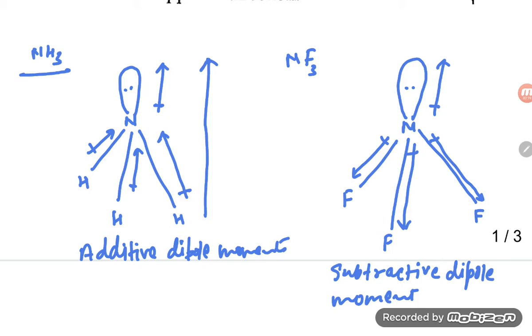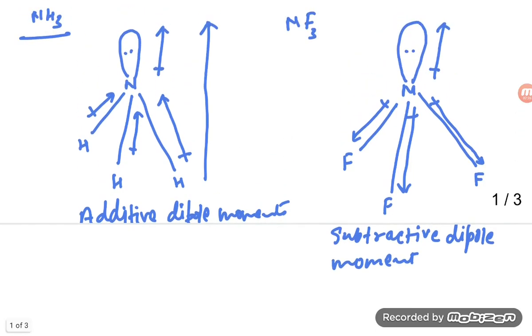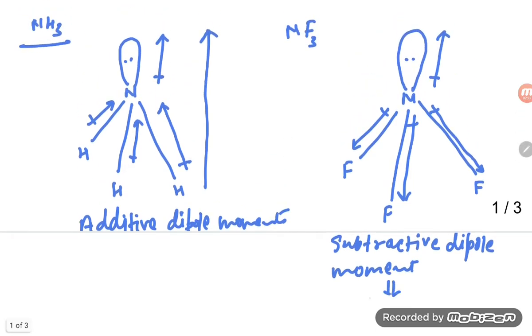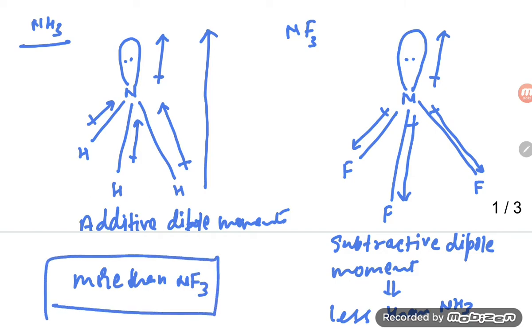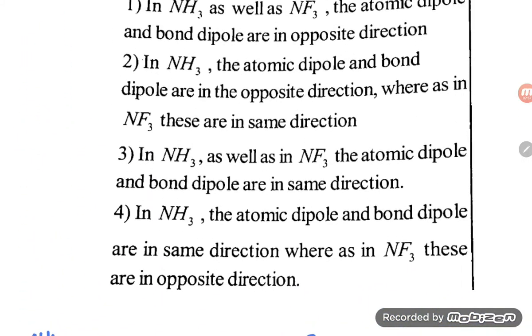So when you talk about subtractive dipole moment, it means the vectors are in different directions, students. So subtractive dipole moment means it will be less than NH3, okay, and it is more than NF3. Where you have to understand, students, is that dipole moment is a vector quantity. Here opposite vectors are there, so it is like 3 minus 1, and the result will be less, but in NH3 all are in the same direction, so the dipole moment will be high. So let us check out the answer.